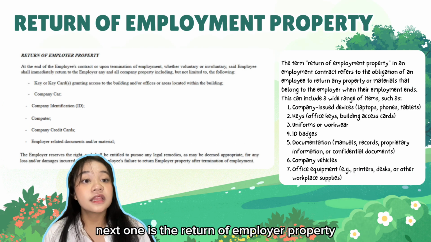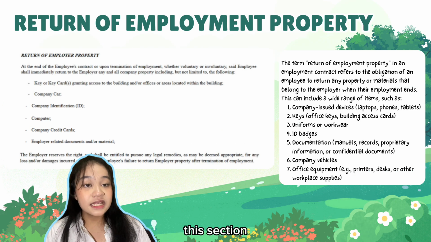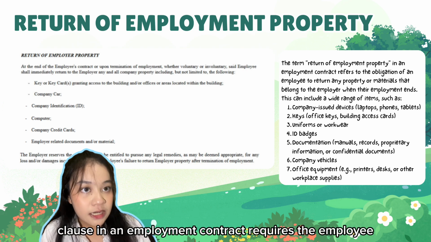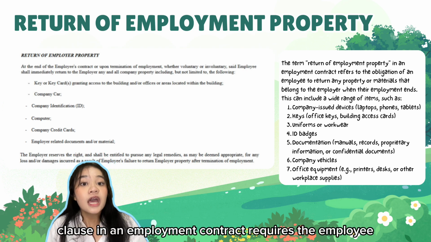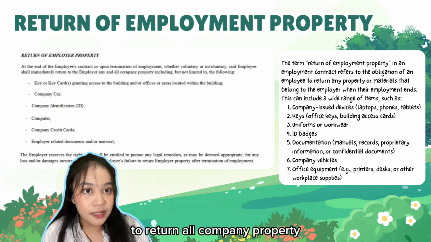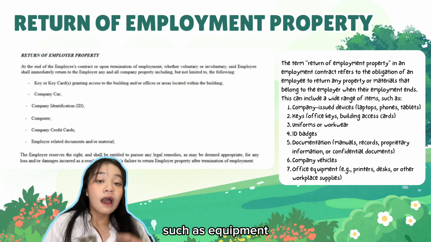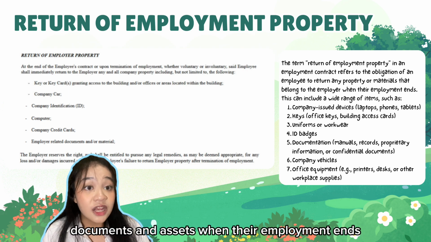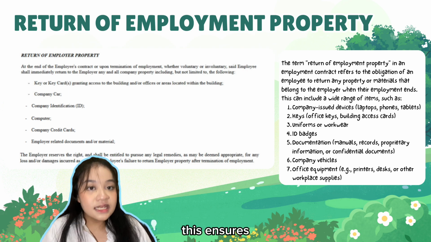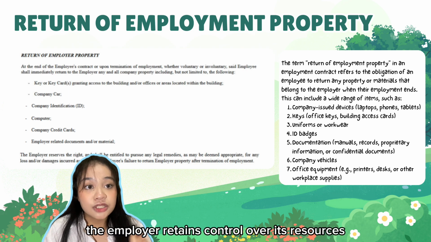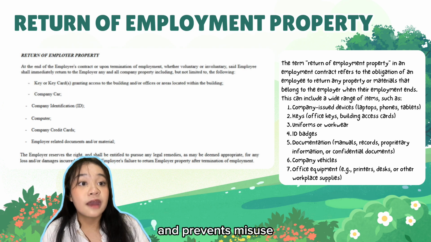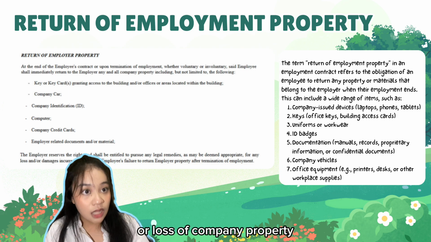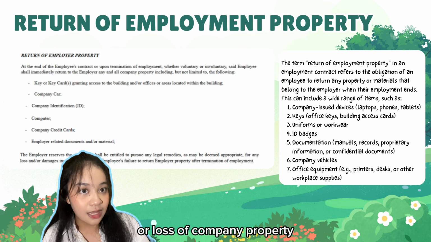Next one is the return of employer property. This clause in an employment contract requires the employee to return all company property such as equipment, documents, and assets when their employment ends. This ensures the employer retains control over its resources and prevents misuse or loss of company property.